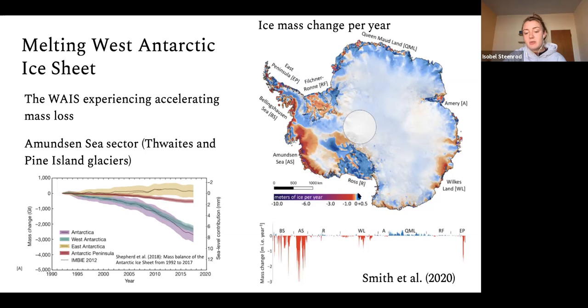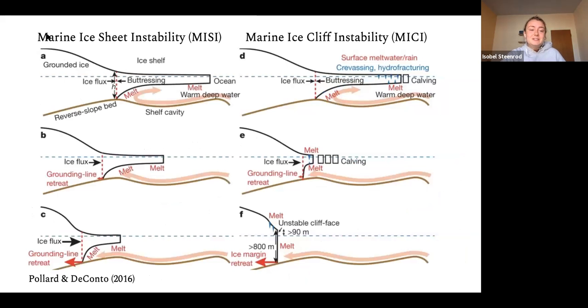Yeah, so that's basically why we focused on the West Antarctic Ice Sheet. It's changing very rapidly. There's a lot of science being done today and every day on the ice sheet. Two mechanisms that could influence the ice sheet collapse or the instability are the marine ice sheet instability and the marine ice cliff instability.